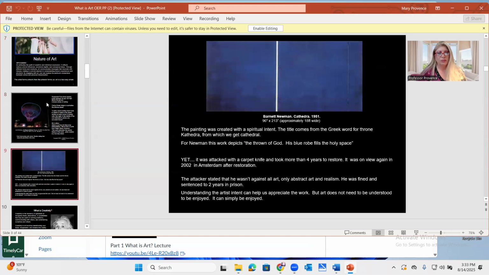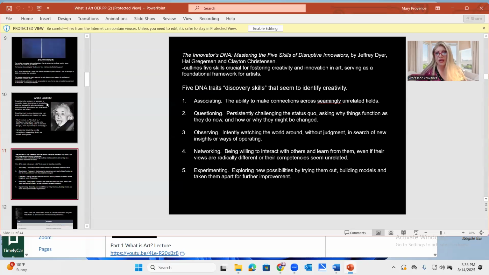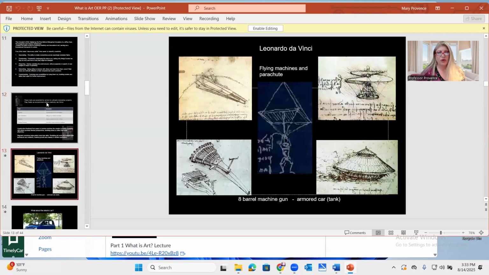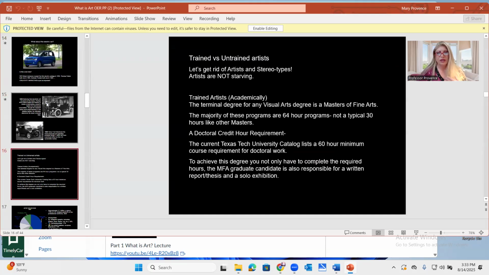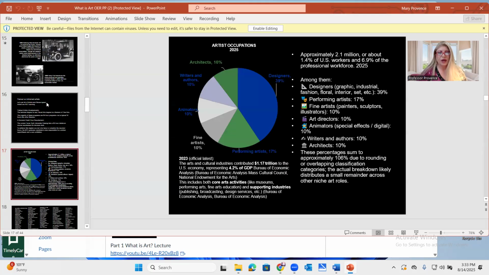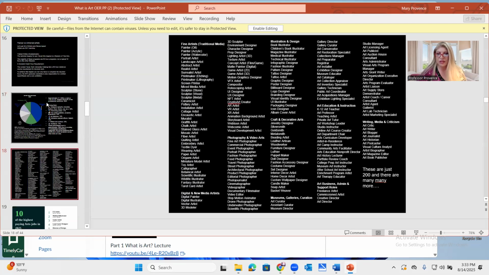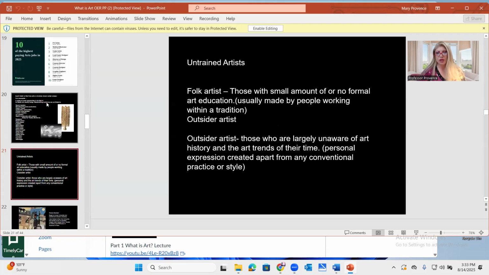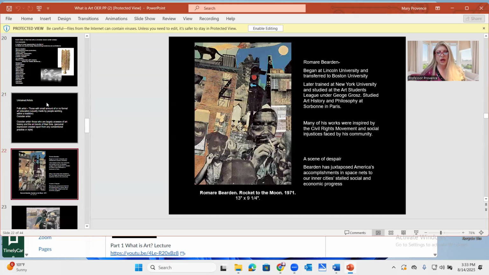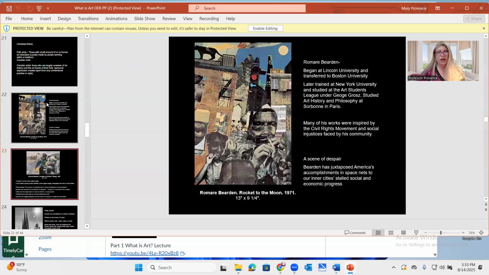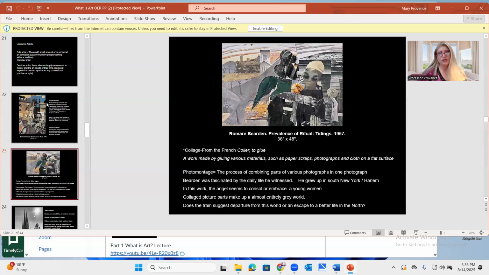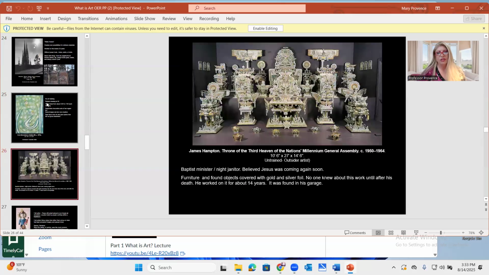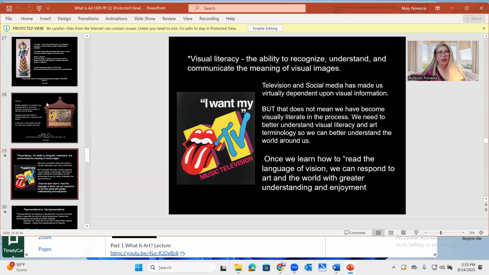And so we talked about what is art, what is creativity, these 5 DNA traits, very important that you know those for your exam. And then we talked about trained and untrained artists, looked at some of the occupations of artists, and some of the top paying art jobs, and then started to discuss untrained artists. With your folk artist and outsider artist, our example of Romare Bearden, and some vocabulary such as collage, photo montage, and then we looked at a few of those artists in relation to being untrained artists.